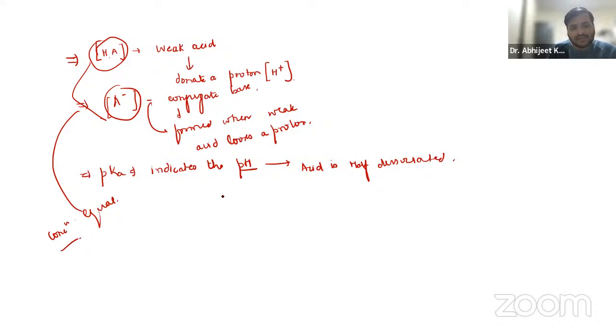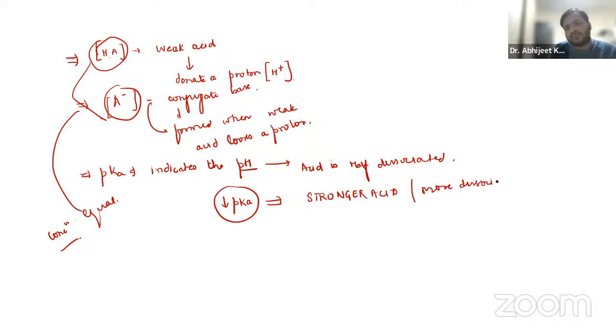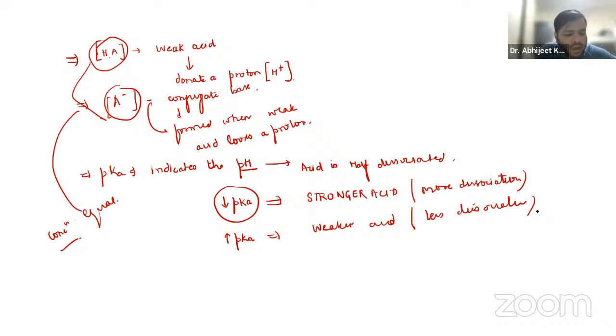If there is a lower pKa, guys, always remember that it is a stronger acid, basically with more dissociation. If there is a higher pKa, we have a weak acid, and we have less dissociation.